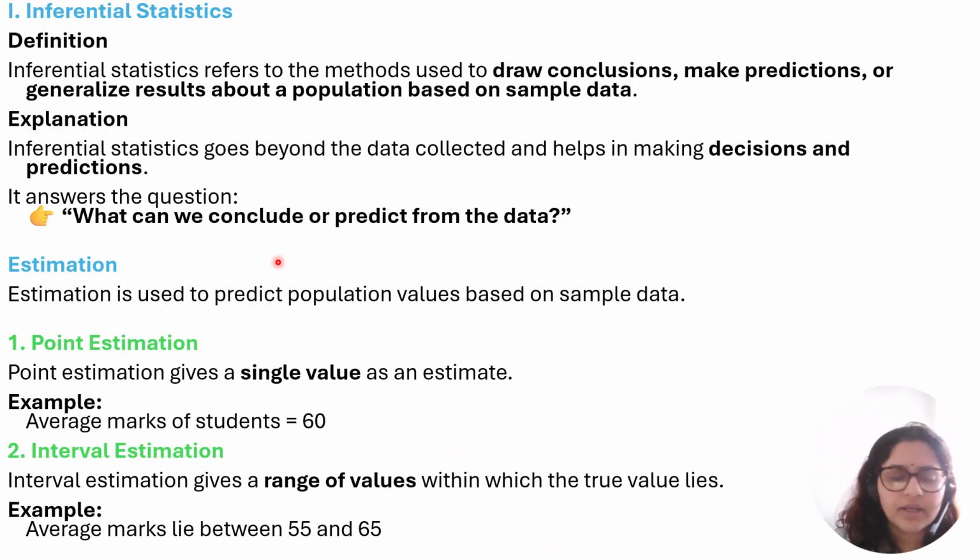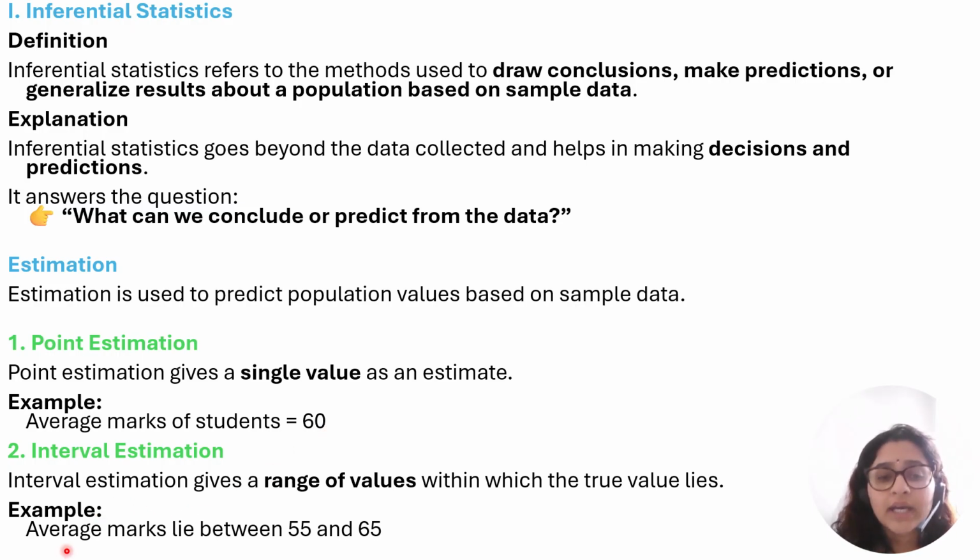This estimation is divided into point estimation. It gives a single value as an estimate. Just direct to the point, as the name itself tells. It gives a single value as an estimate. Example, average marks of students is equal to 60. Just to the point.